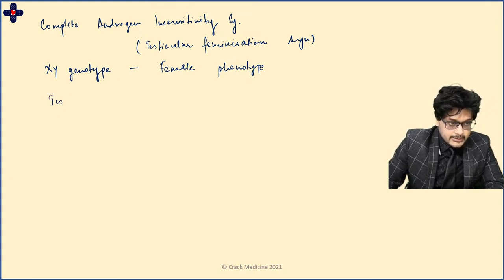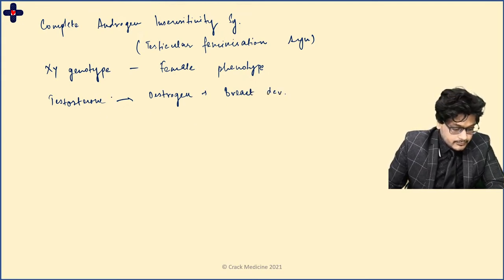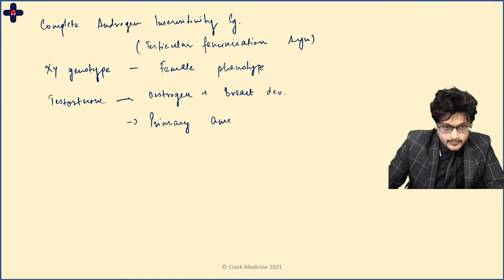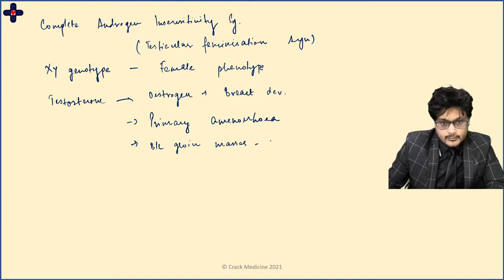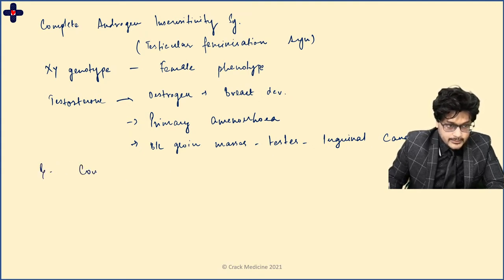So basically your testosterone gets converted to estrogen. This causes your breast development. Also, there will be primary amenorrhea. The testes, like I just told you, are present in the inguinal canal. Treatment is with counseling and female hormone supplementation, that is replacement.